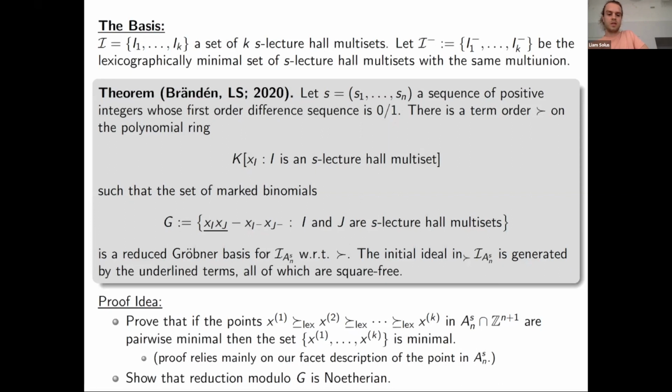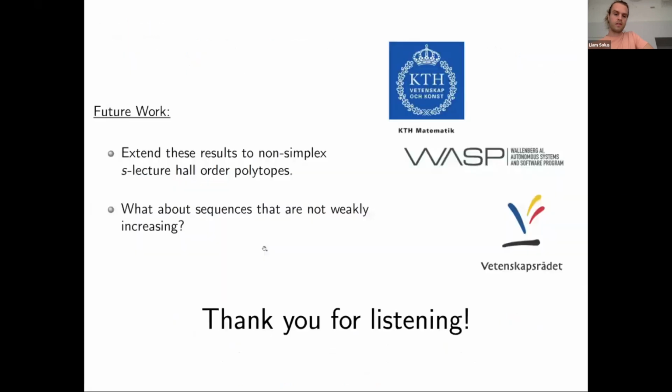So this turns out to be a reduced Gröbner basis for this toric ideal, which in turn gives us a regular unimodular triangulation of this polytope, which is then, up to unimodular transformation, a regular unimodular triangulation of the original S-lecture Hall simplex. So yeah, that's the main contents of the paper that we submitted.